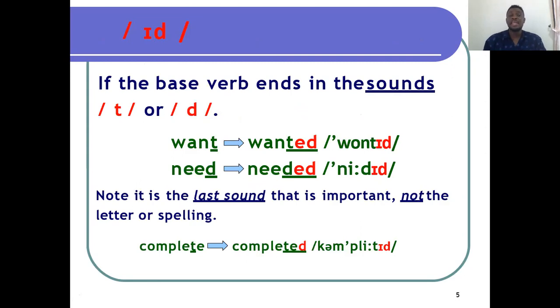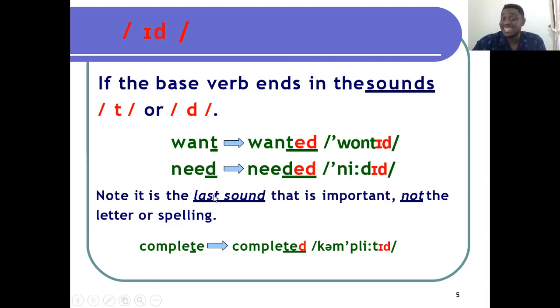The first sound is the ed sound. If the base verb ends in the sound t or d, for example, want or need. You see, want ends in t, and need ends in d. So you say wanted, wanted, and need, needed.